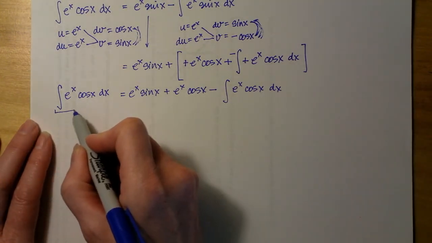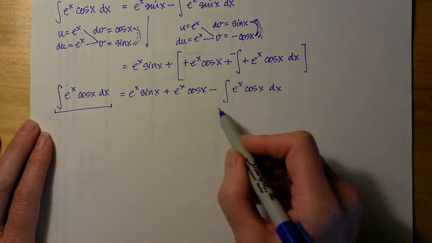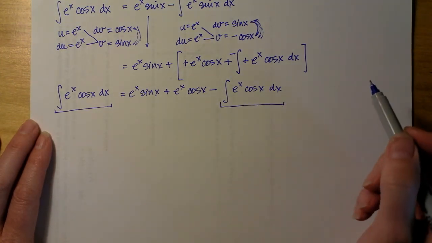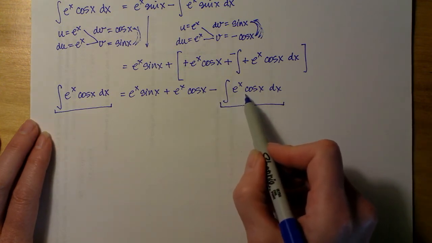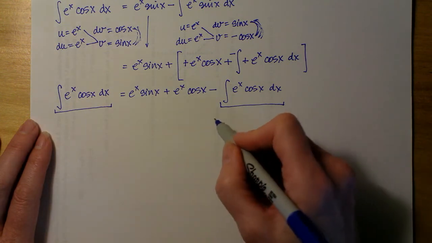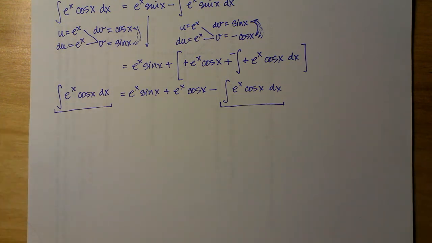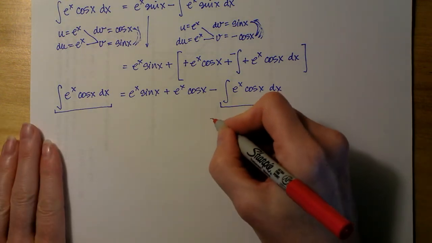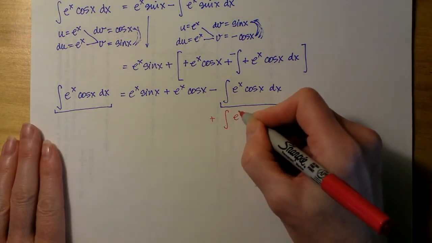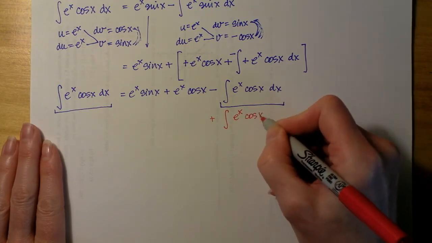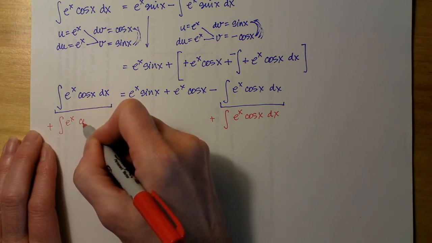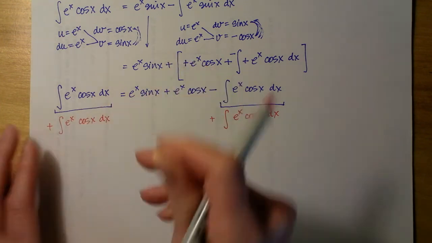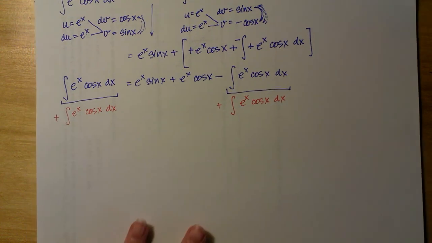Notice that the thing that we want is right here, and the exact same thing, the thing that we want, is also right here. So what we're going to do is we're going to add this one over to the left. So to both sides, we're even going to do it in red. To both sides, we're going to add the antiderivative of e to the x cosine of x. This is crazy, but it works.